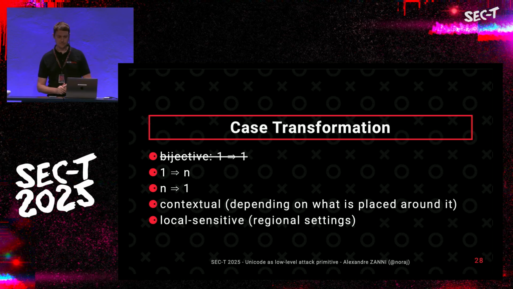For example, when you uppercase or lowercase a character, it could transform into several ones, and as such, several characters can lead to only one. Also, there will be transformations that depend on the context, so whether another character is right before or right after. And it could also depend on the regional setting.